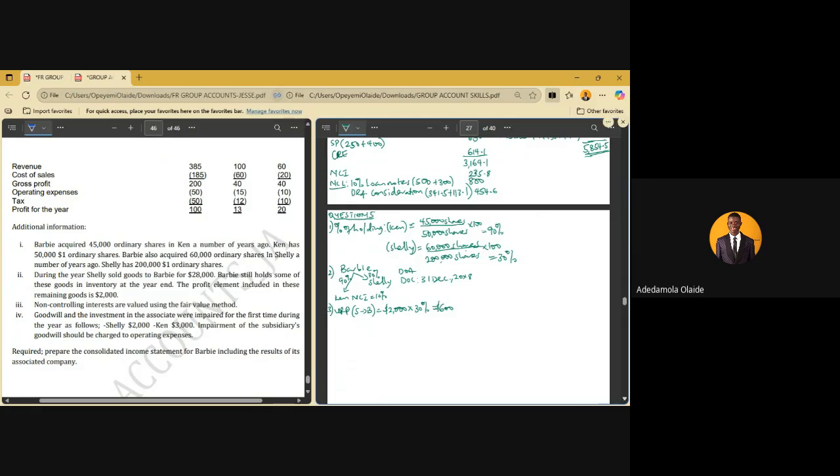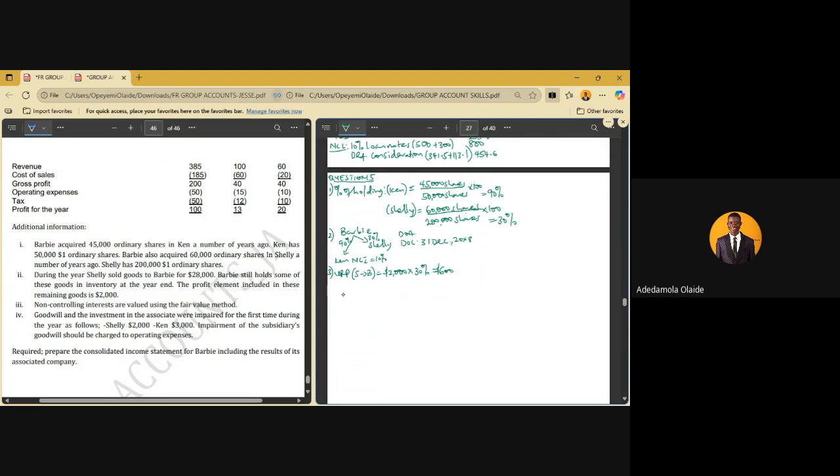So I think we can just go ahead to consolidate since we don't have any serious adjustments. So we have consolidated statement of profit or loss for the year ended 31 December 20x6. So what do we have in the consolidated SOP?